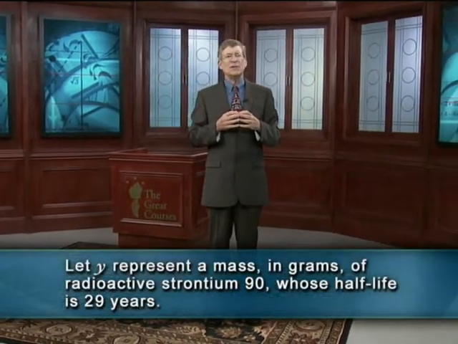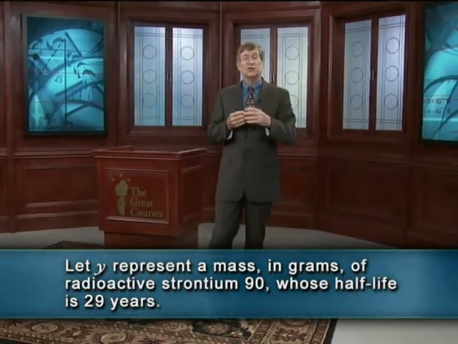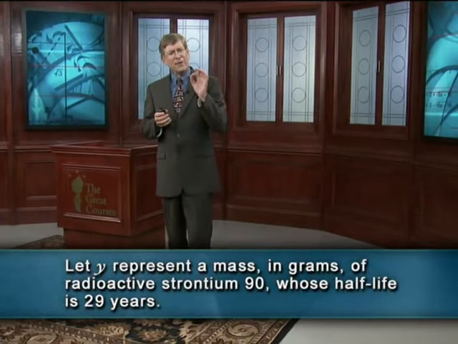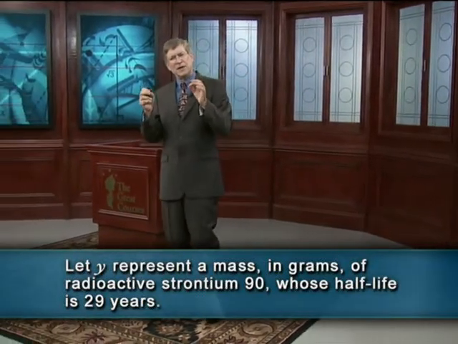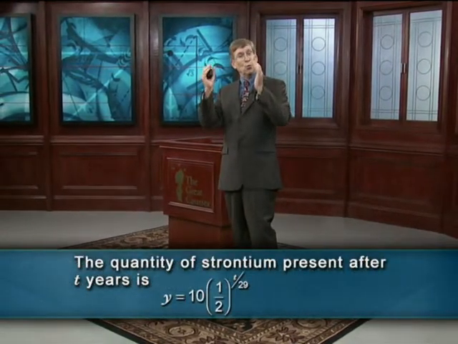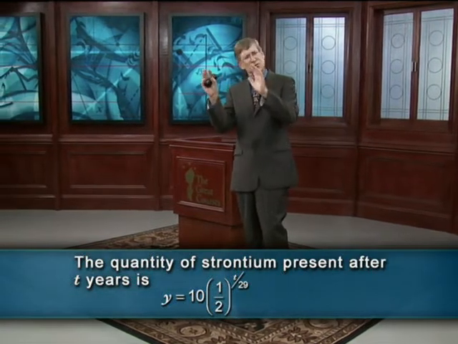Okay, time for an application. What are these good for? This is a neat application, and we'll see applications involving radioactivity a number of times in this course. Here's a fairly simple model. Let y represent the mass in grams of a radioactive substance, and we're going to use strontium-90, which has a half-life of 29 years. And there's a model for how much strontium-90 you have after t years. I'll give you the model. It's 10 times the base 1/2 to the power t over 29. Kind of an awkward model, but you'll see how it works in a minute.